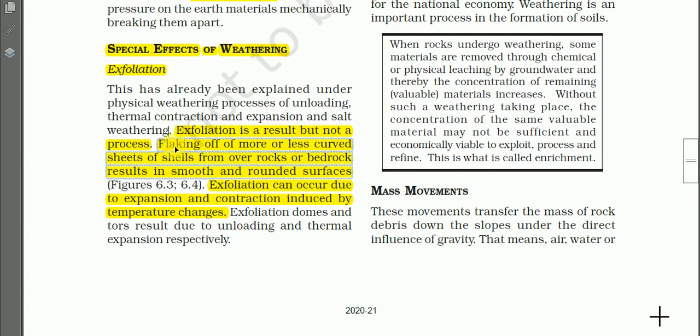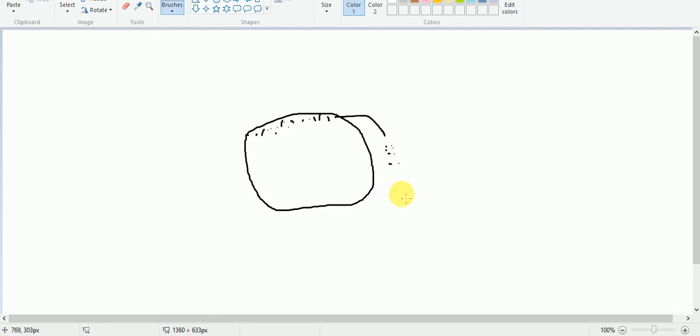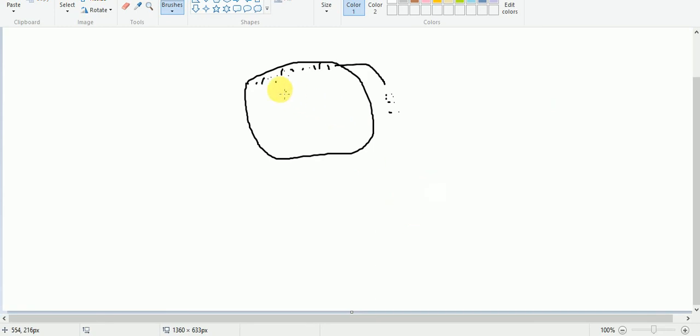So plucking off of more or less curved sheets of rock from over the bedrock results in smooth and rounded surfaces, and this is what we call exfoliation. Just see, let us say this is a big rock, and if due to thermal expansion and contraction a thin layer of the rock is peeled off, like this, that is known as exfoliation, just like the peeling of an onion.